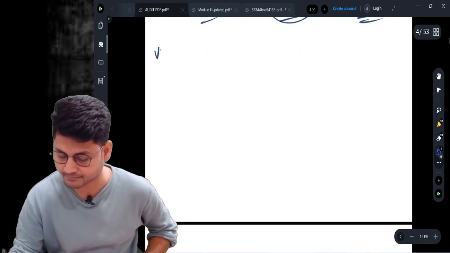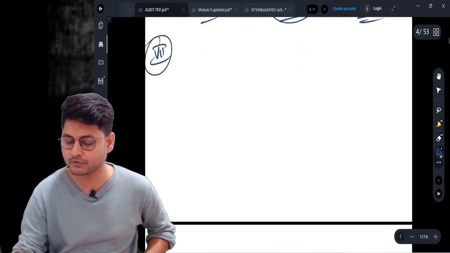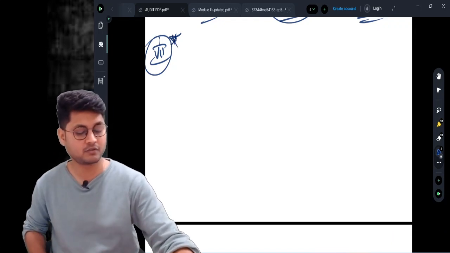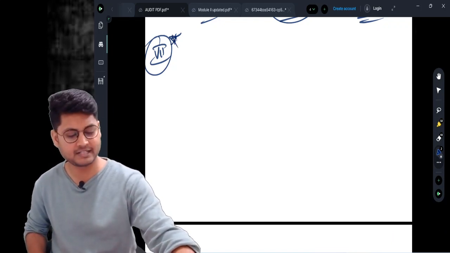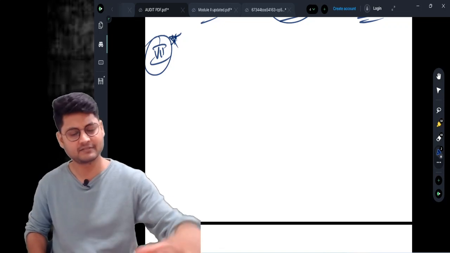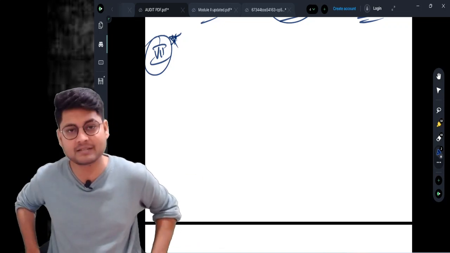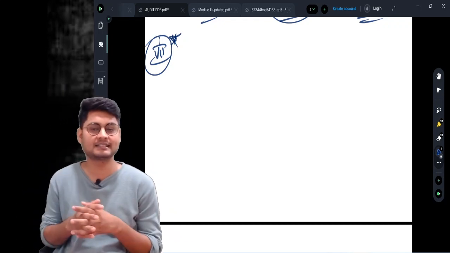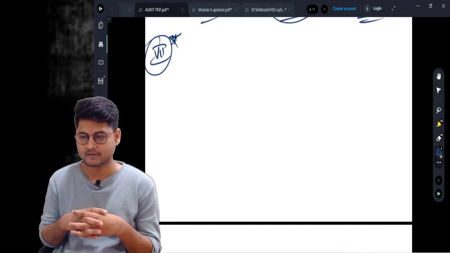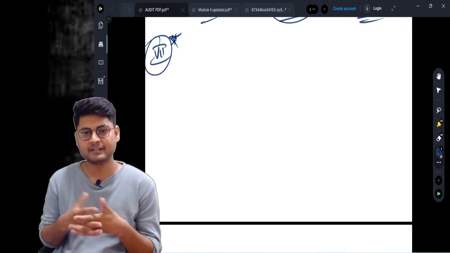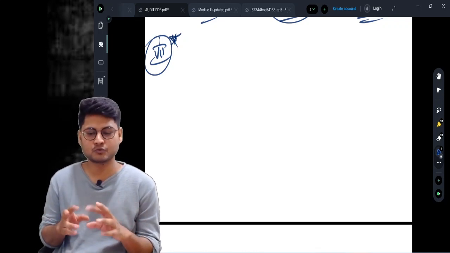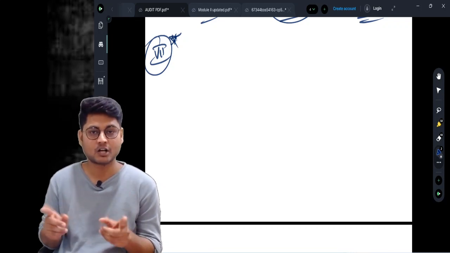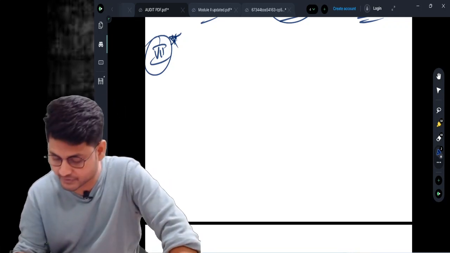Come to 7. Beautiful point, interesting point, keep star marks. Favorite question for ICA. Every time out of 5 attempts, almost 2 to 3 times it is there. This question has been asked in the examination for a long time. This is clause number 7, statutory dues.